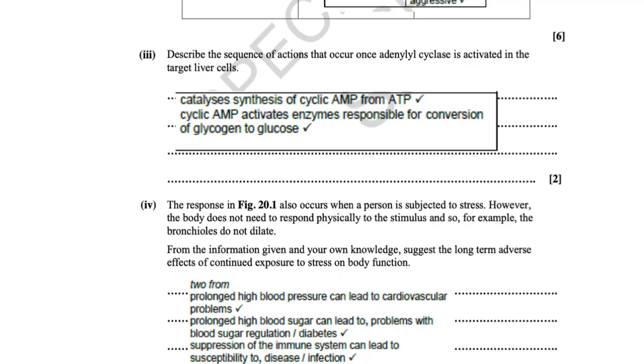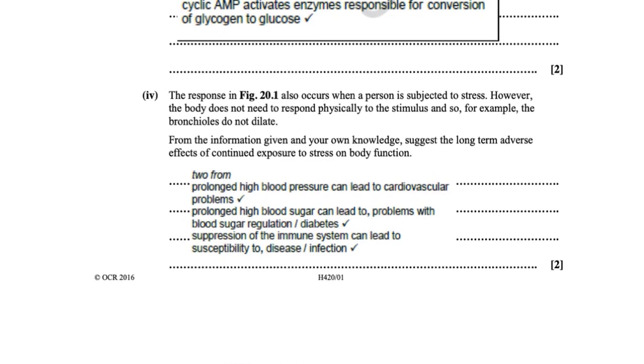So, problems that can occur as a result of the misdirection of the fight or flight response, because you're suffering from stress but you're not actually having to fight or fly, is that it can lead to prolonged high blood pressure, which can lead to cardiovascular problems. Prolonged high blood sugar levels can lead to problems with diabetes, and suppression of the immune system leads to susceptibility to disease or infection.